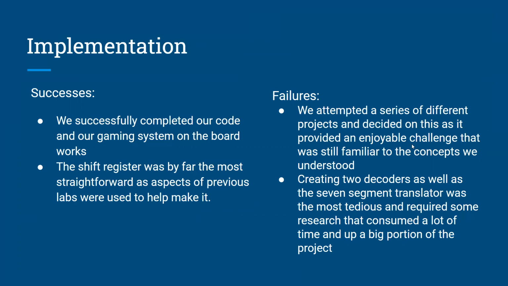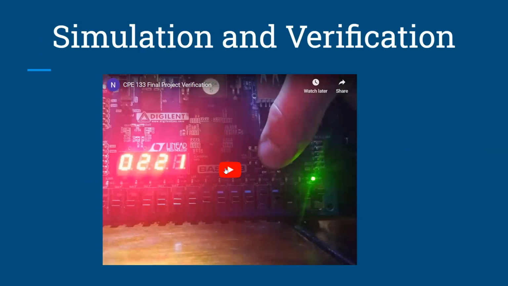So creating the 2 decoders and the 7-segment translator required a bit of research as well as a lot of discussion to figure out how we were able to do that correctly. And it came out, I think, in the best way possible that it could have, but it took by far the most time, and the most complicated processes were definitely for those 3 modules. And now we have our verification and its functions.